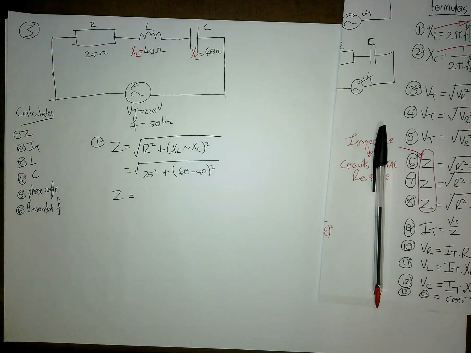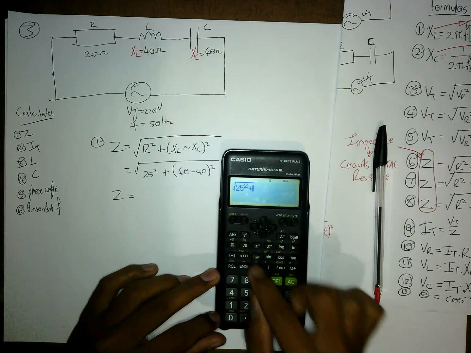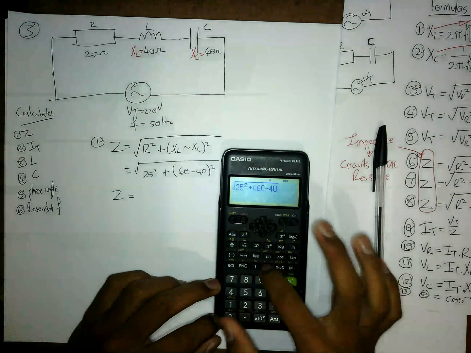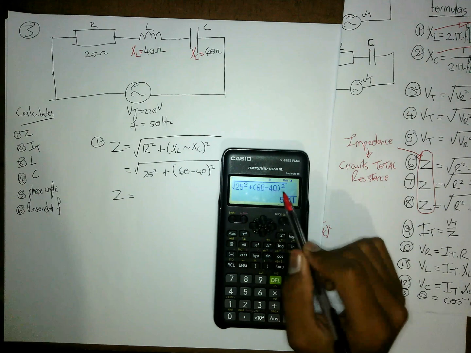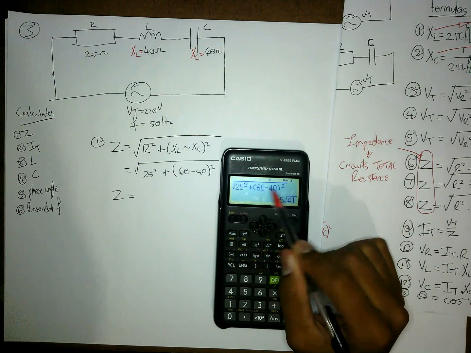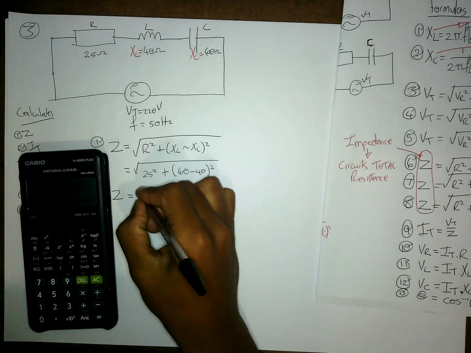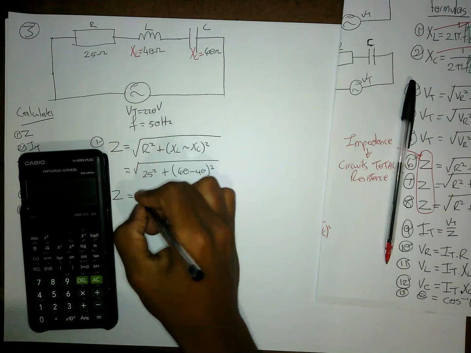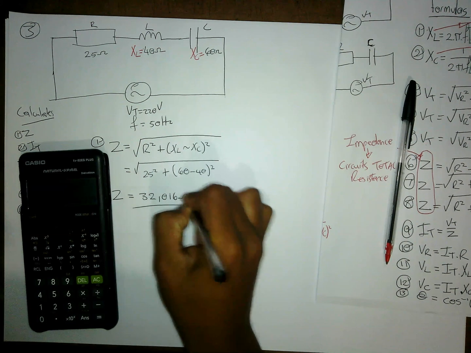Calculator, where is it now? Oh, yes. Okay. Square root of 25 squared plus (60 minus 40) squared. Always remember the square root, very important. Your brackets here when you square, very important. And the square there for the 25. So our impedance value is 32.016, and it's in ohms, right? It's in ohms.